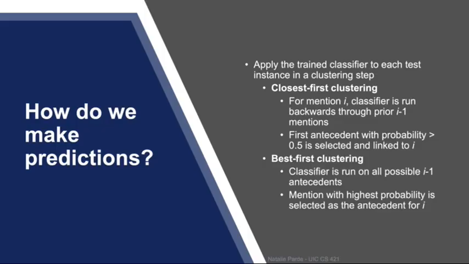To make predictions then, we can take our trained classifier and apply it to each test instance. Typically this is done in one of two clustering paradigms, known as closest first clustering and best first clustering. In closest first clustering, for a given possible anaphor, we make predictions for each prior mention and then take the first mention with a probability greater than some threshold, typically 0.5, as the antecedent for that anaphor. In best first clustering, for a given possible anaphor, we make predictions for each prior mention and then take the mention with the highest predicted probability as the antecedent for the anaphor.